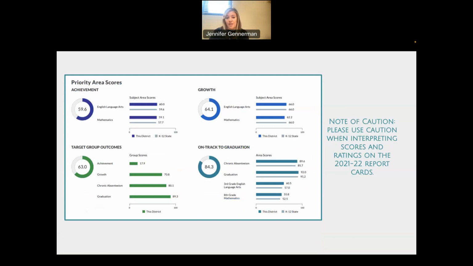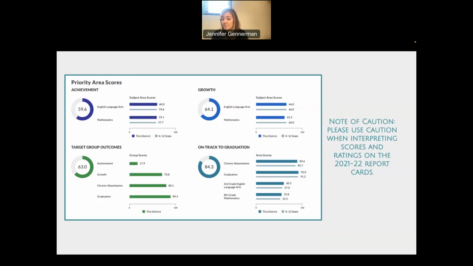Achievement is the first one that I'll be talking about in the upper left. The district score was 59.6. The purpose of this area is to show how the level of knowledge and skills of students in the district or school compares to the state academic standards.